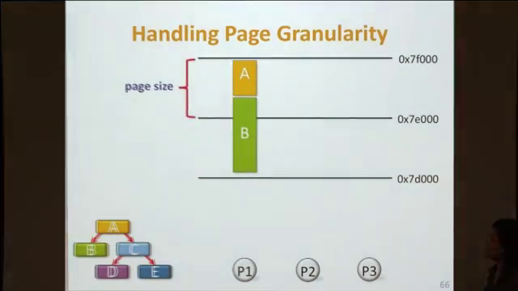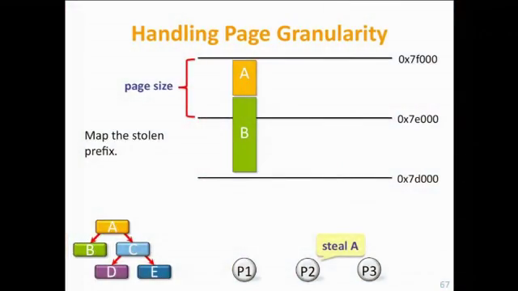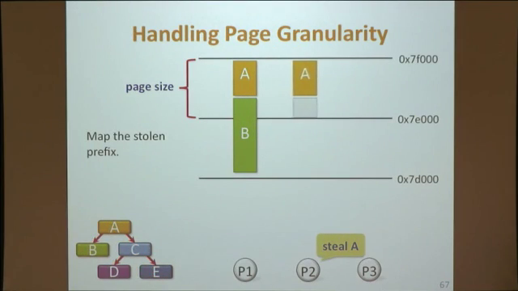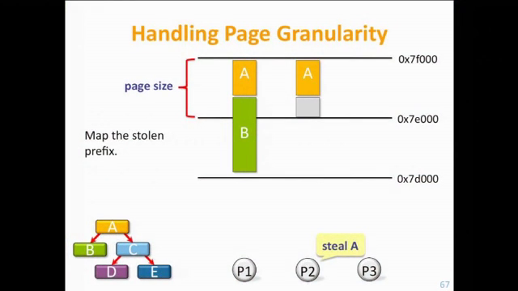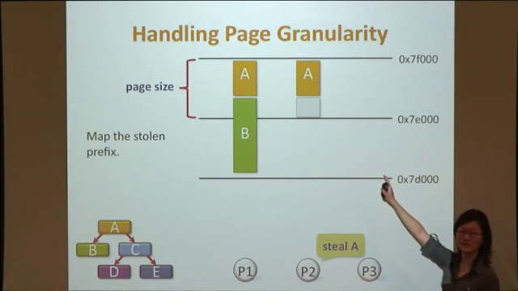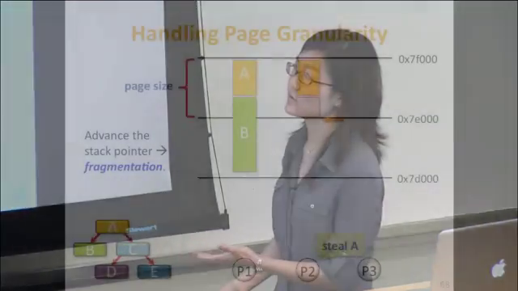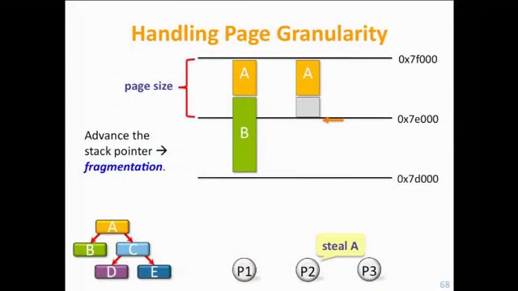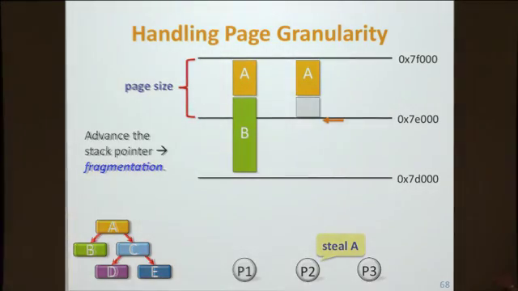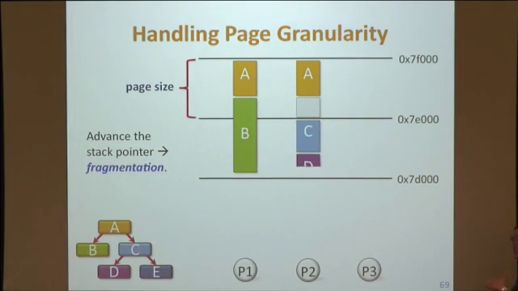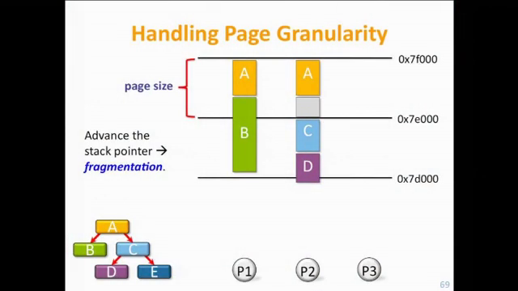So again, P1 executes B. In this case, when P2 comes in and steals, it maps the page corresponding to frame A into its own Cilk-M region. Since a worker can only map at page granularity, inevitably it's going to map part of frame B, so it needs to be careful not to clobber frame B that's executing on P1. To do that, before P2 resumes, it advances the stack pointer to the next page boundary, which creates some fragmentation. And then it continues execution.